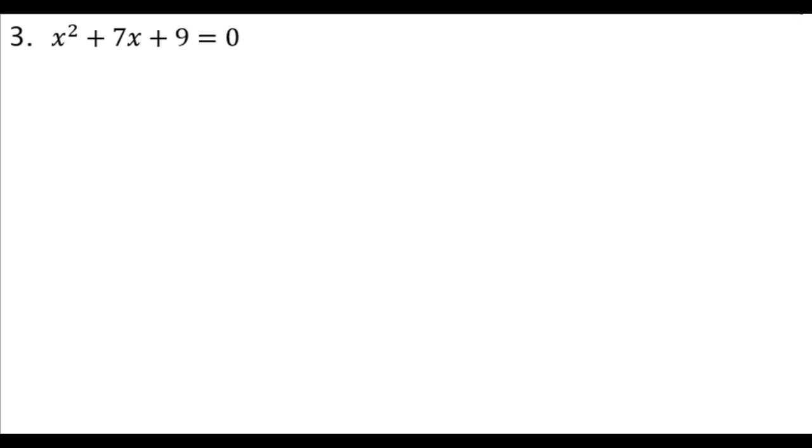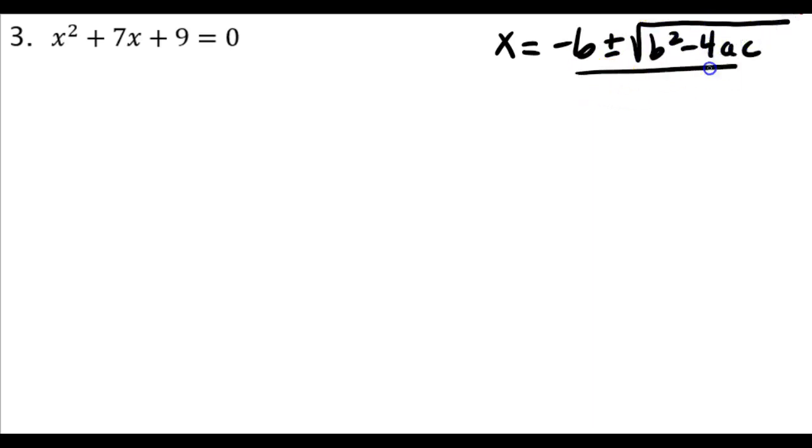So I'm going to write it out over here. X equals negative b plus or minus the square root of b squared minus 4ac, and then everything over 2a. So the first thing I'm going to do is write down my a, b, and c values. So a is 1, b is 7, and c is 9.